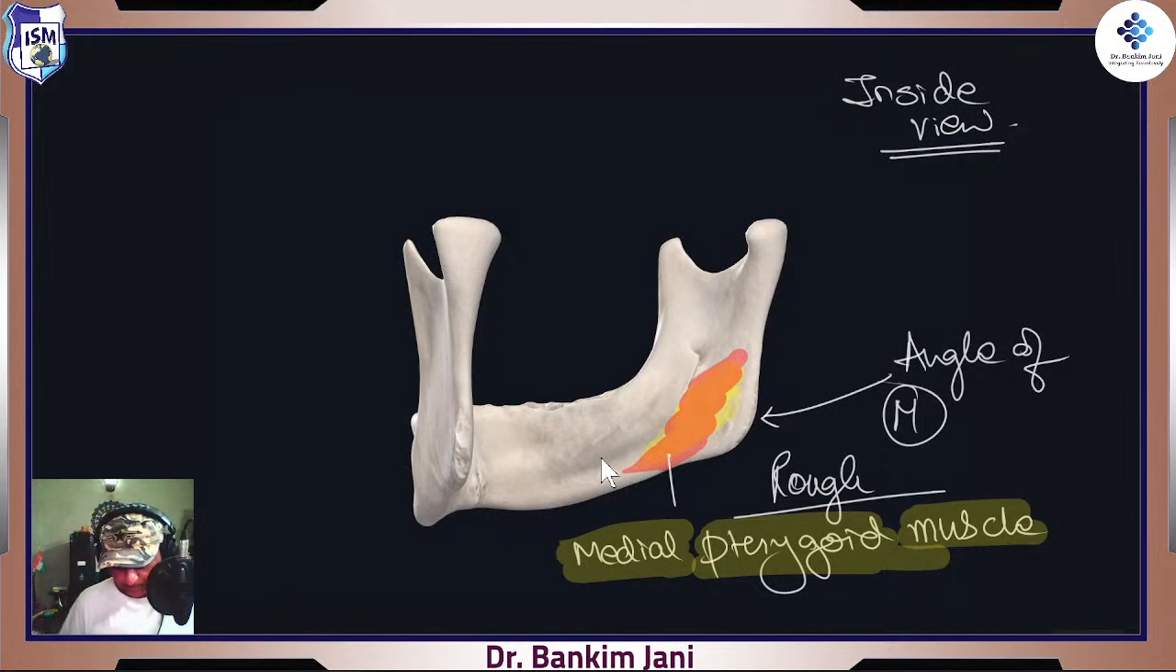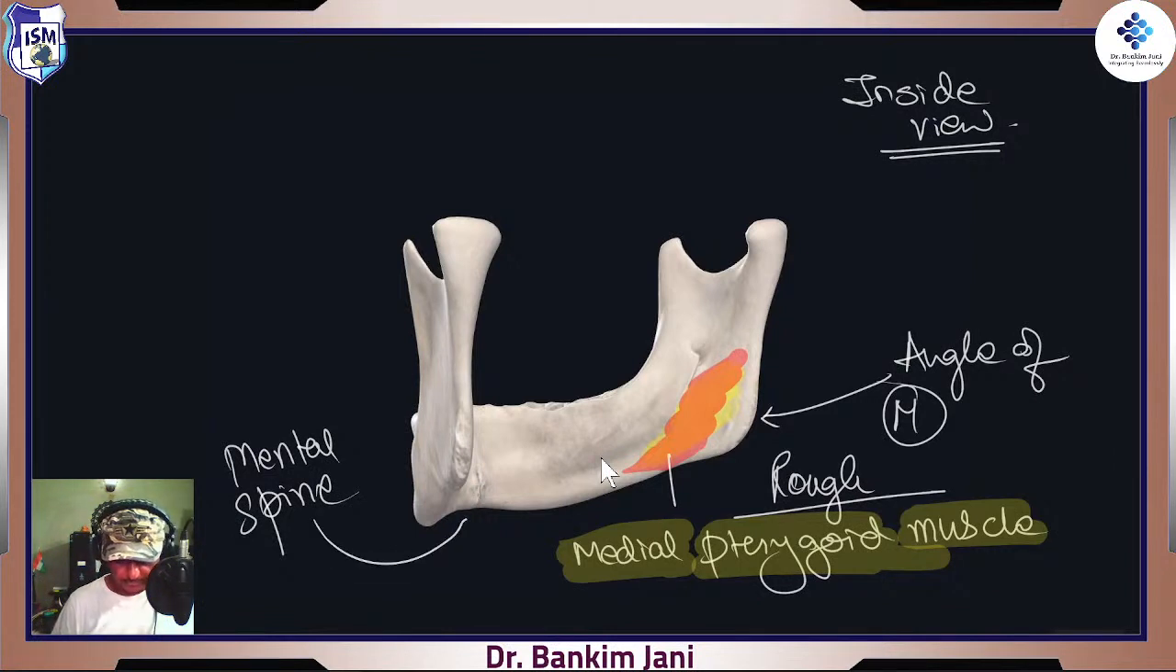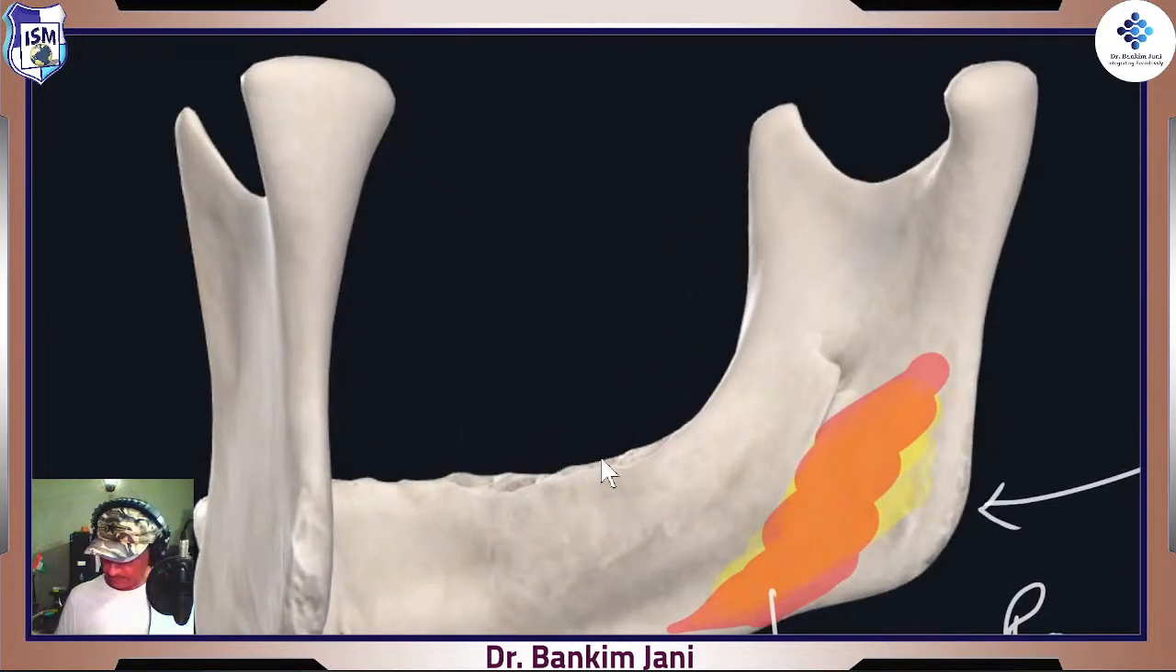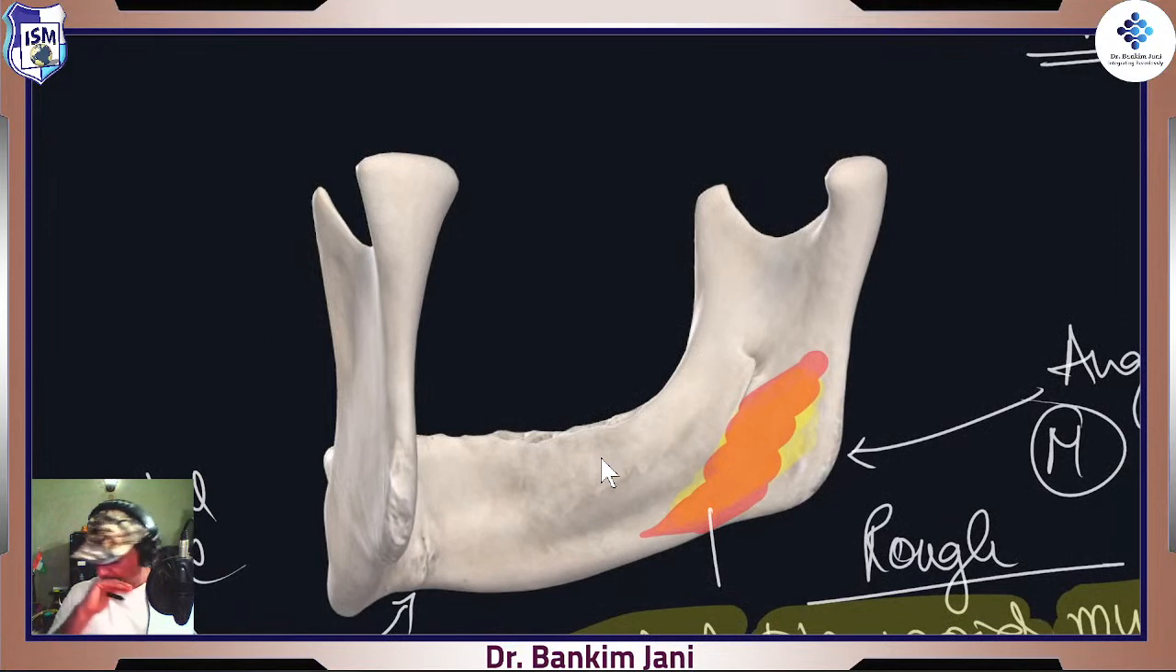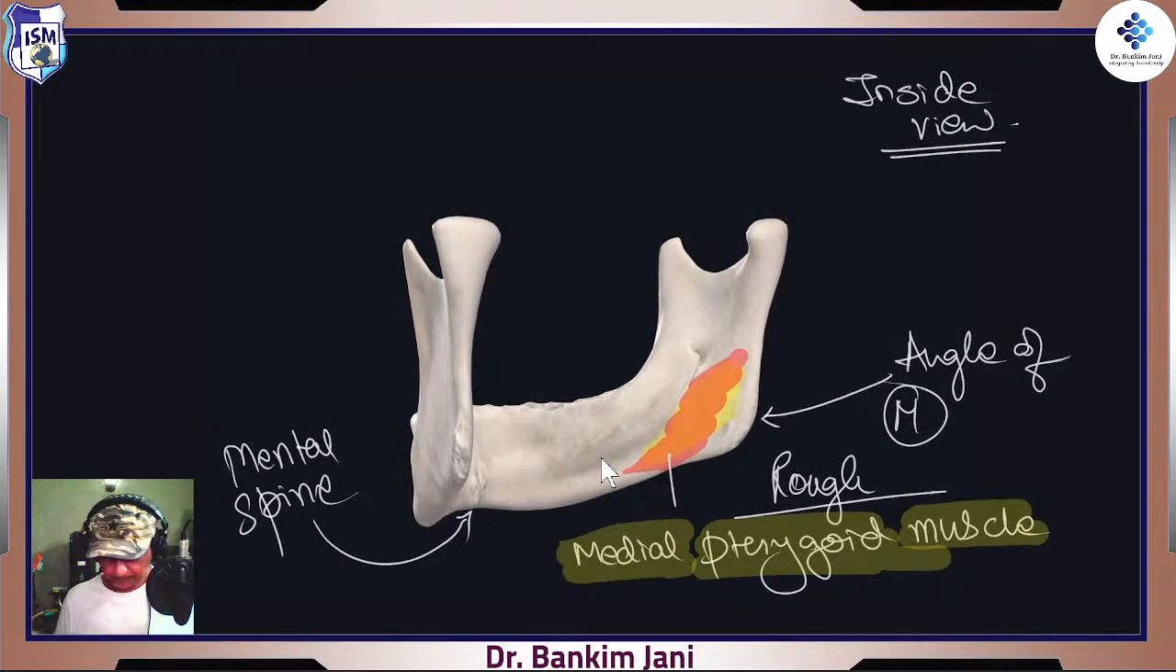And see the prominence. Over there on the anterior side, it was the mental protuberance. Here also there is a prominence, but it is called the mental spine. Right? Mental spine. See? Can watch it. That is the mental spine. Just take a look at that prominence.